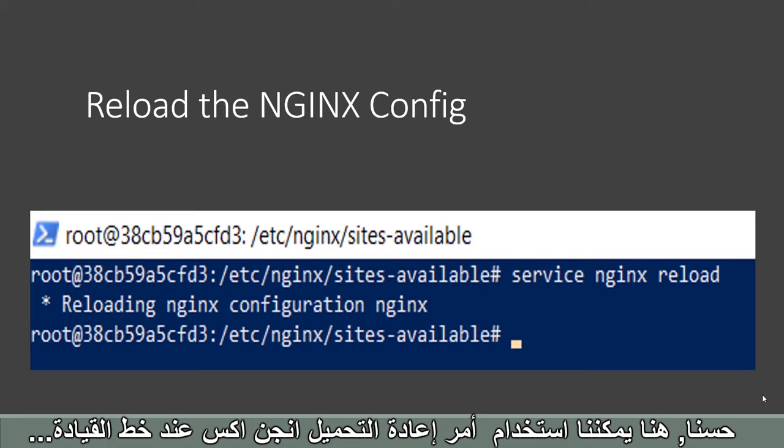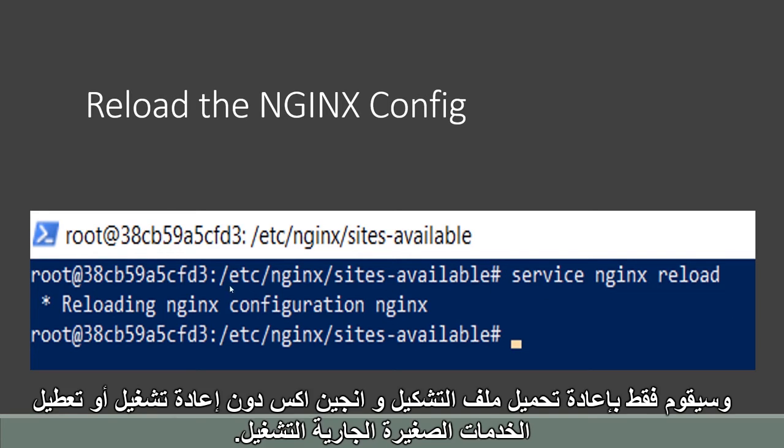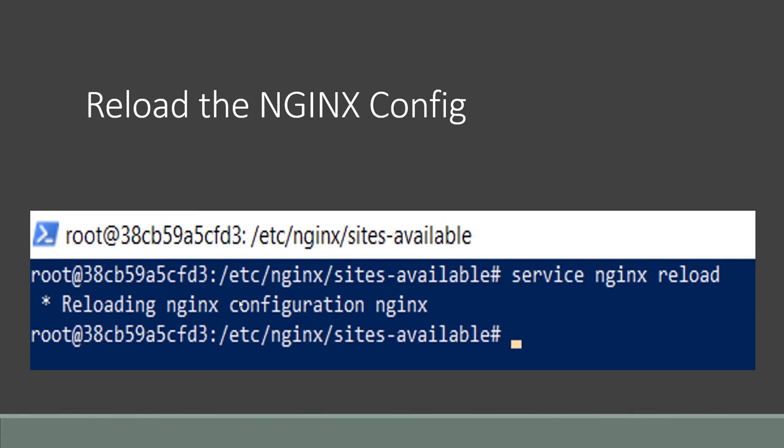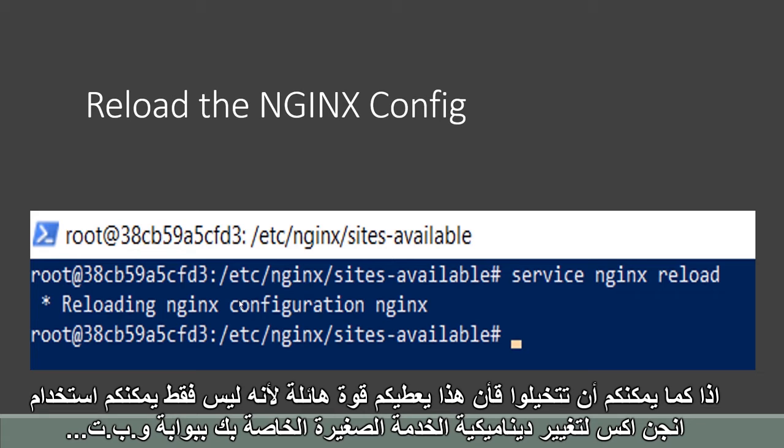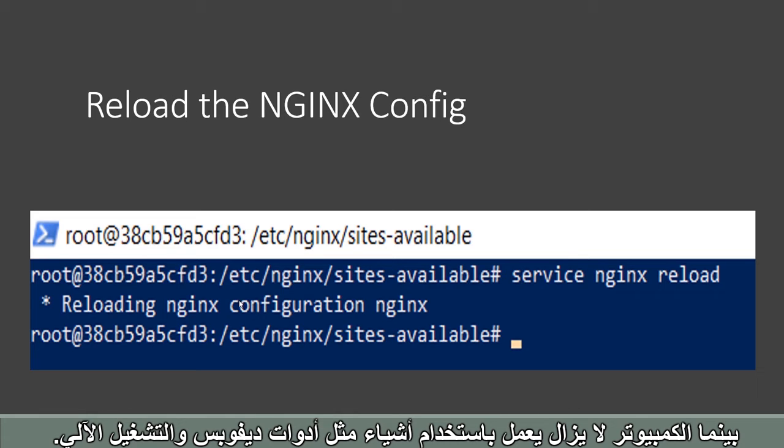Well, here we can use the service nginx reload command at the command line, and it will just reload the configuration file in Nginx without restarting or disrupting the microservices that are already running on it. So as you can imagine, this gives you immense power, because not only can you use Nginx to change the dynamics of your microservice API gateway on the fly using things like DevOps tools and automation.